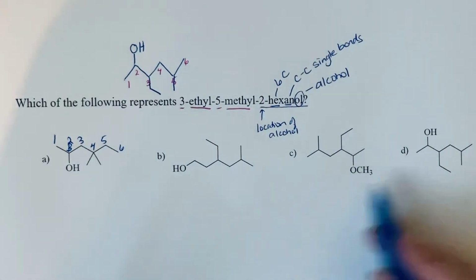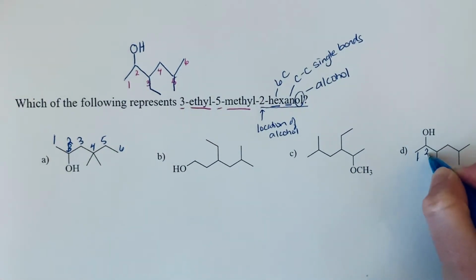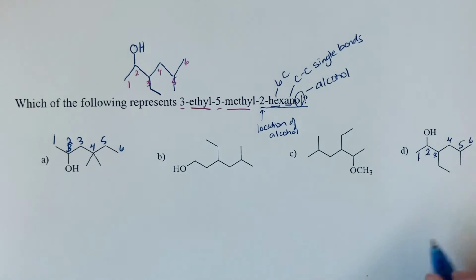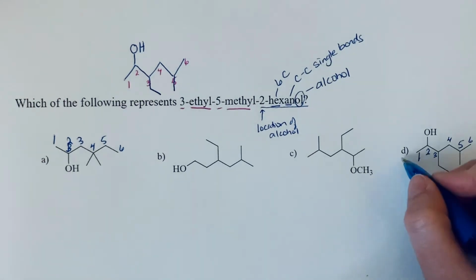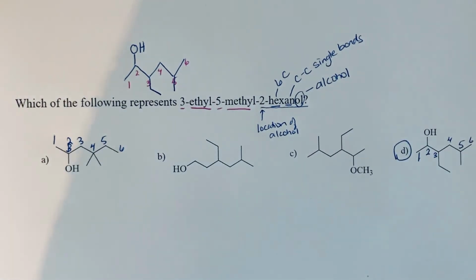So let's check out D then. So 1, 2 all, 3 ethyl, 4, 5, 6, and we have a 5-methyl. And I could have just as easily numbered this bottom carbon as 6 because I still would have had a methyl group on carbon number 5. So D is the molecule we're looking for.